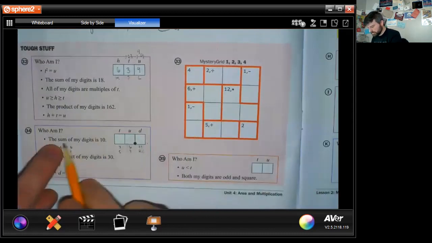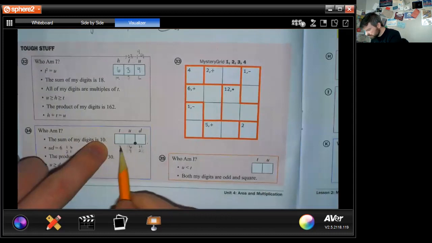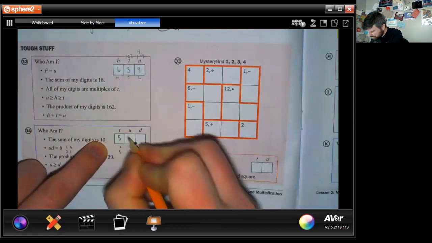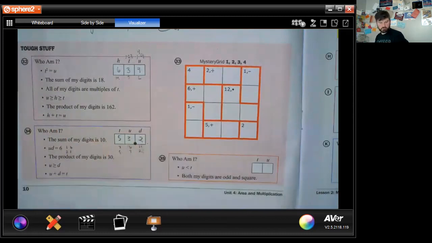But remember, the sum of my digits is 10. 7 plus 6 plus 1 is 14. 5 plus 3 is 8, plus 2 is 10. So 5, 3, 2 would be my answer there.